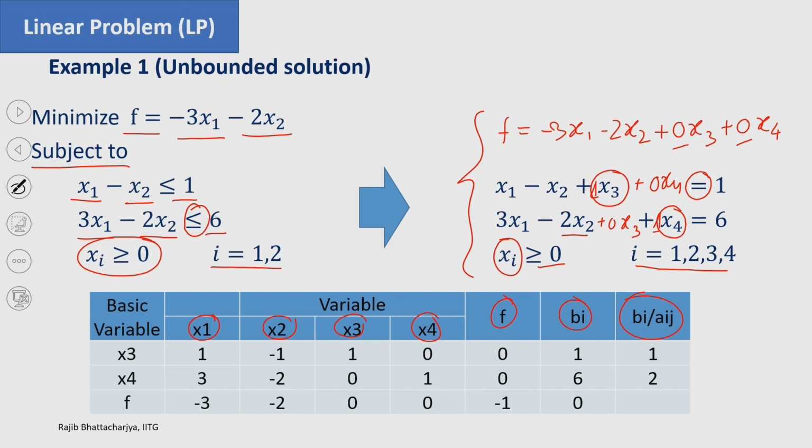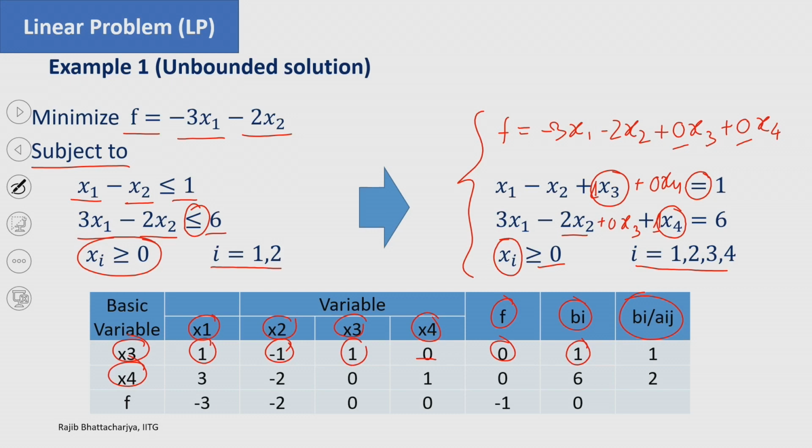Therefore, initially I can consider x3 and x4 as the basic variables, and x1 and x2 as non-basic variables. If I put this in the table, the coefficient of x1 in the first equation is 1, the coefficient of x2 is minus 1, for x3 it is 1, then 0 for x4, and the right-hand side is equal to 1.